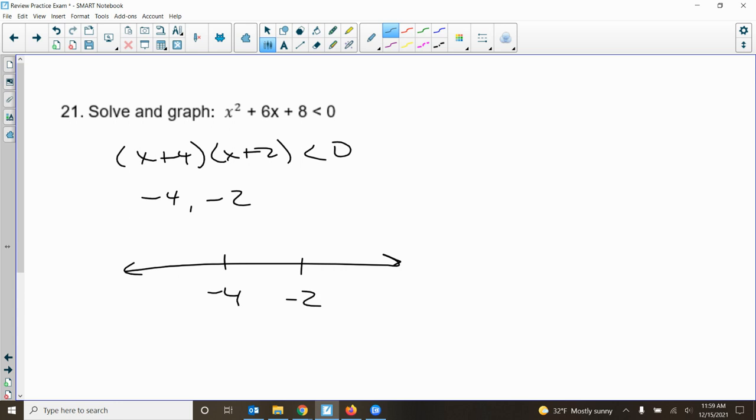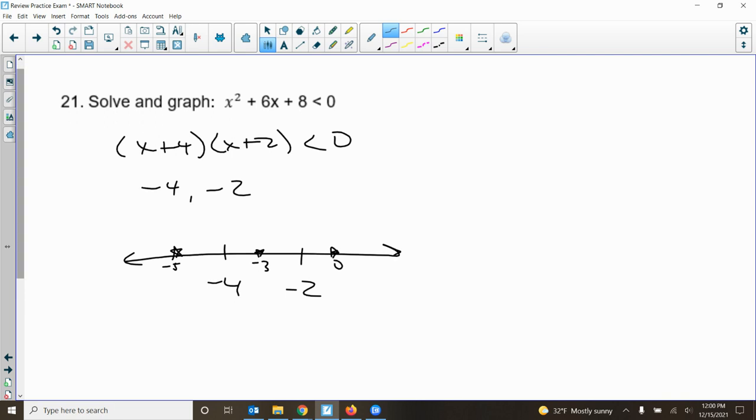Okay. And we want this product on this left-hand side to be less than 0. So we're looking for negatives. Okay. So we pick a test point. -5, -3, and let's test 0. Okay. Into this guy.